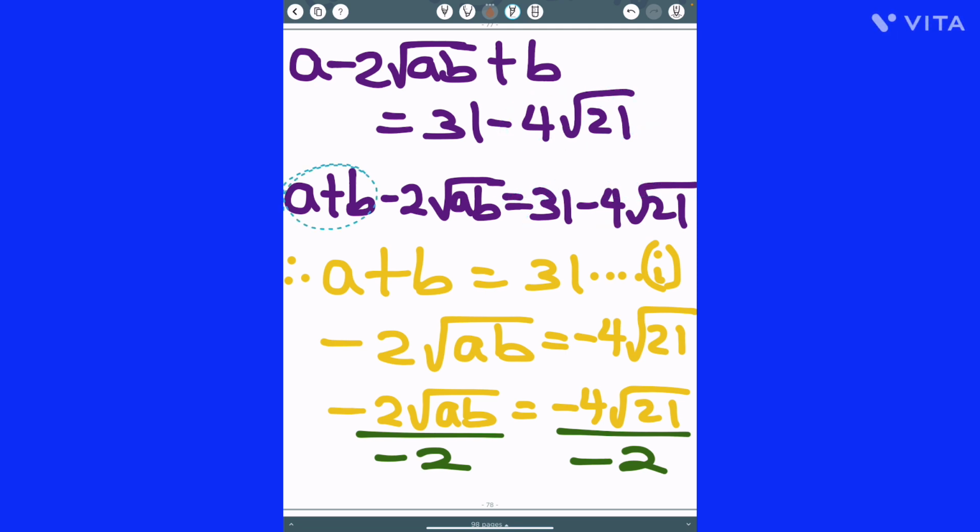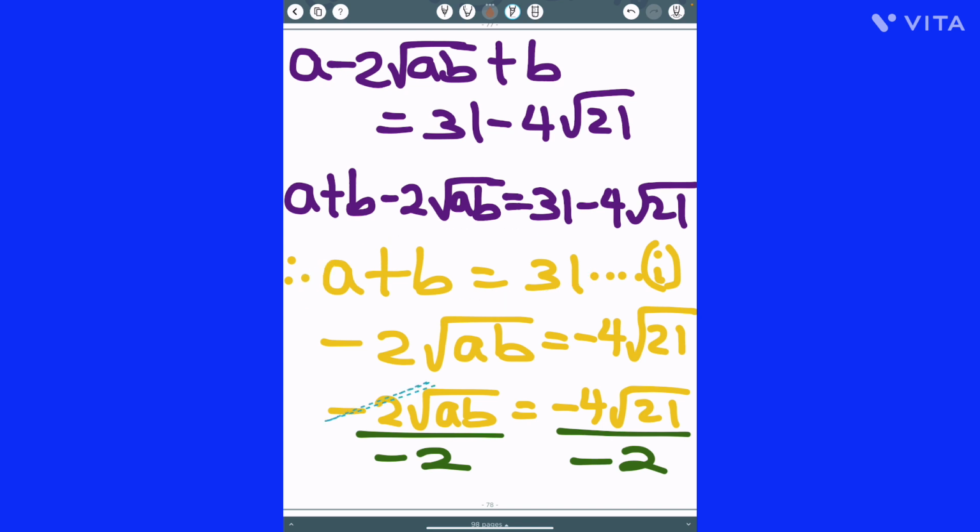So rational part is equal to rational part. A plus B is equal to 31. Also, irrational part is equal to irrational part. So minus 2 root AB is minus 4 root 21. Divide both sides by minus 2. This one is straightforward, simple, so you leave it like that. That's your equation 1.